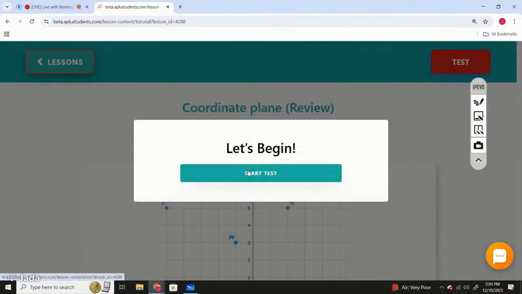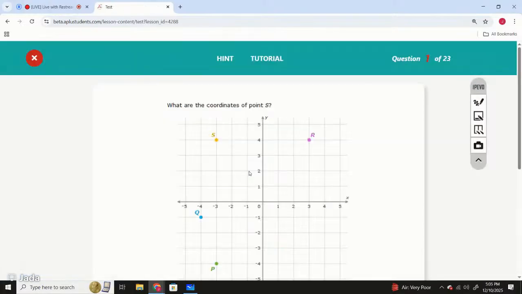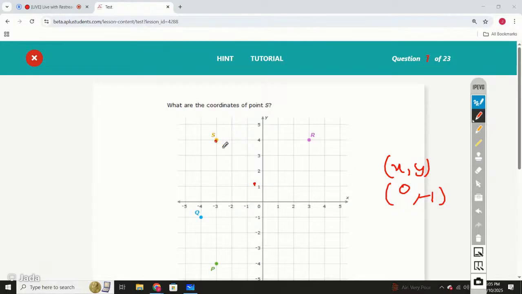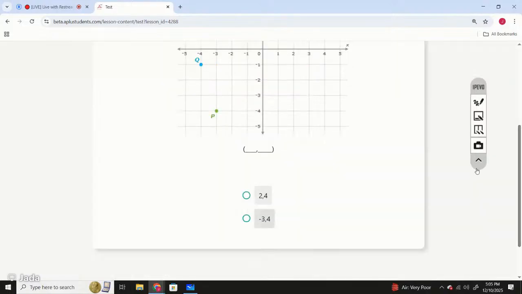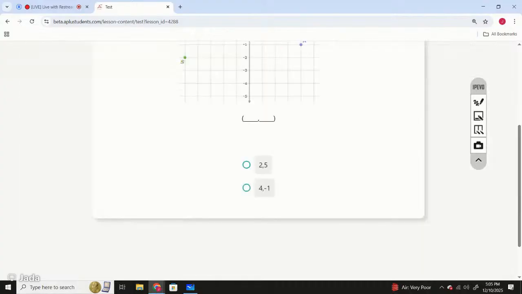Let's just start with the test questions. What are the coordinates of the point S? So here is the point S. Match it to the x-axis, that would be -3, and then match it to the y-axis, that is 4. So that is -3 and 4. The coordinates of the point S are -3 and 4. Option number 2 is the correct option, that is -3 and 4.